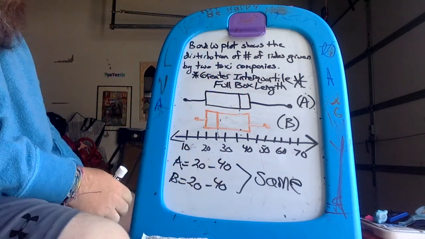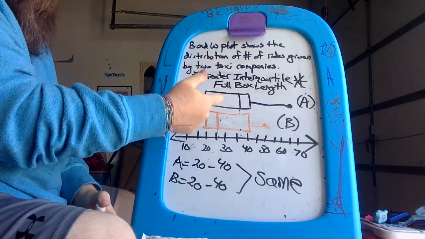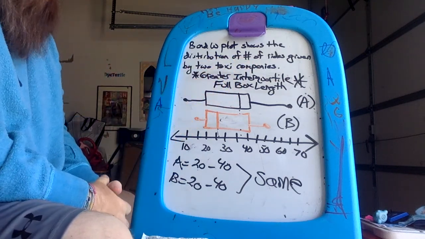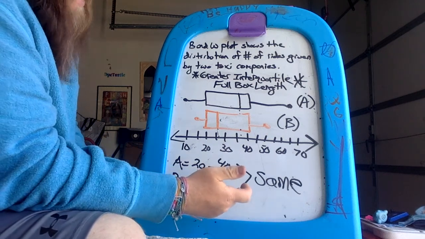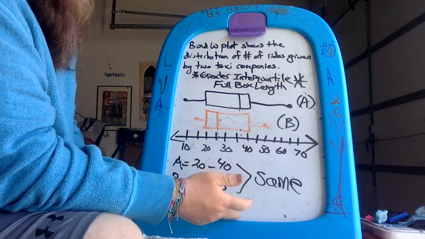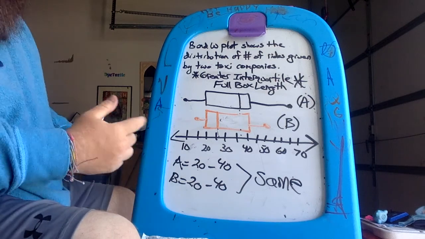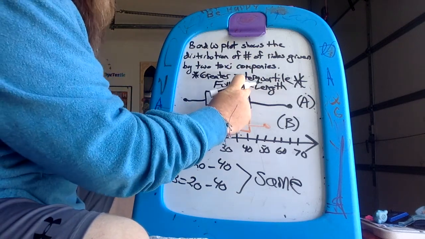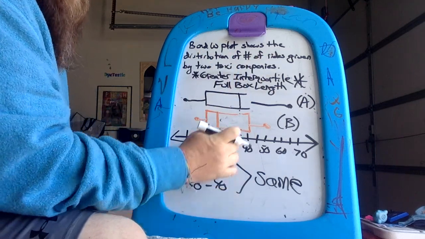And we can clearly see that the interquartile range for company A and company B is going to be the same exact thing. So the answer would be company A and company B have the same interquartile box length. And just to show you guys, so that's basically what you did. So let's say I just erased this, okay? Just for the sake of what you guys are looking at.